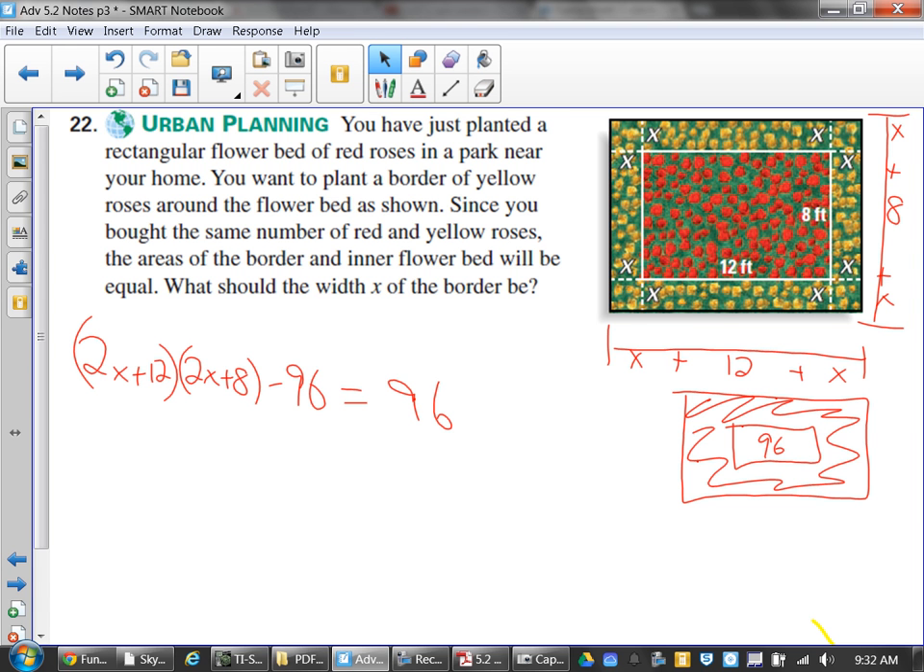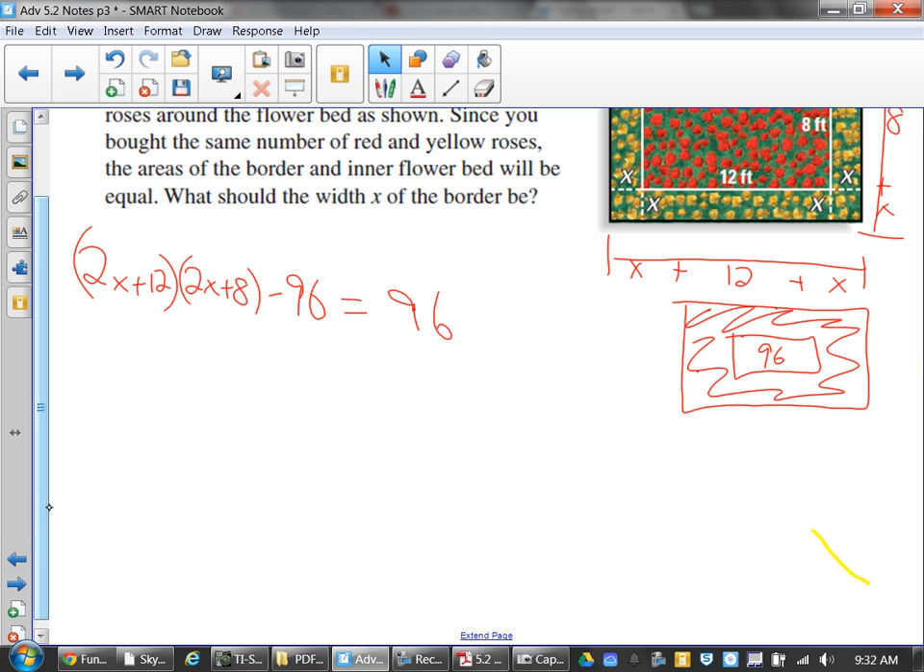FOIL. When I FOIL out this part here, we get 4x squared. 2 times 8 gives me 16x. 2 times 12 gives me 24x. 24 and 16 is 40, so 40x. And then 12 and 8 multiplied out is 96. Everybody okay with that so far? All right. Is it okay if I cross off the 2 positive 96s?